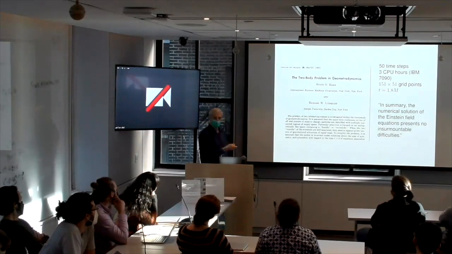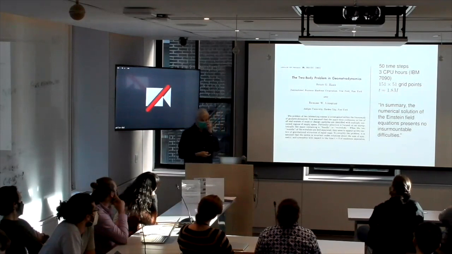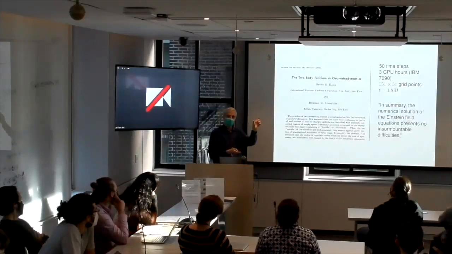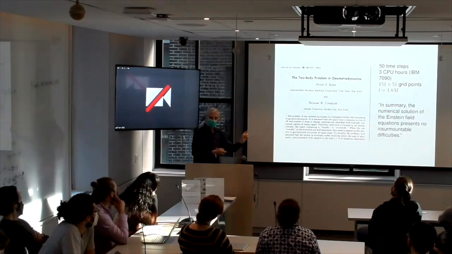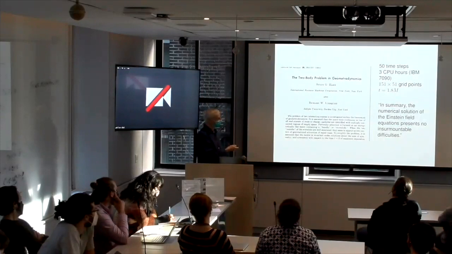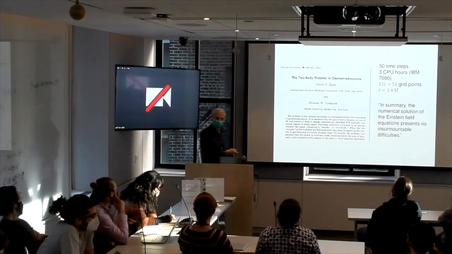So this is relative to units. You can think of M as a solar mass here. A solar mass is 5 microseconds. But more important, the Schwarzschild radius is 2M, so this is roughly a light crossing time across one of the black holes. Okay, so not very far. And then they have this great conclusion: in summary, the numerical solution of the Einstein field equation presents no insurmountable difficulty.